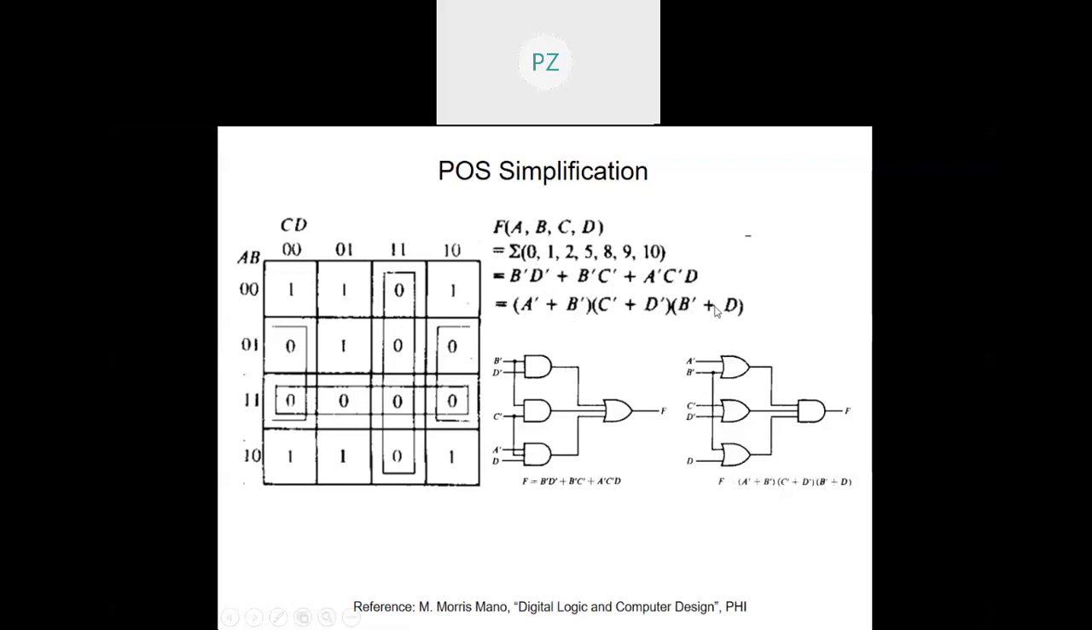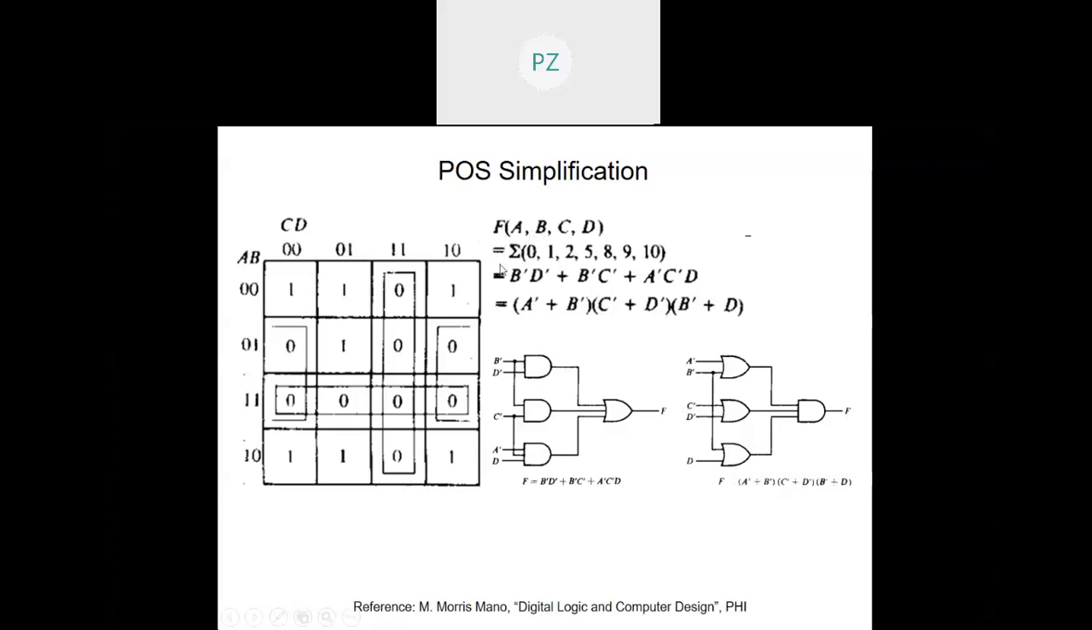If I want to do the same thing in product of sums form, and I've got the product of sums expression, so A dash plus B dash. So I get A dash plus B dash over here. C dash plus D dash. So I get C dash plus D dash over here. And then B dash plus D. So B dash plus D I get over here. I AND all of them, so I get F. So these are the two alternate ways of representing the same function in canonical, which was given to me in canonical sum of product form.